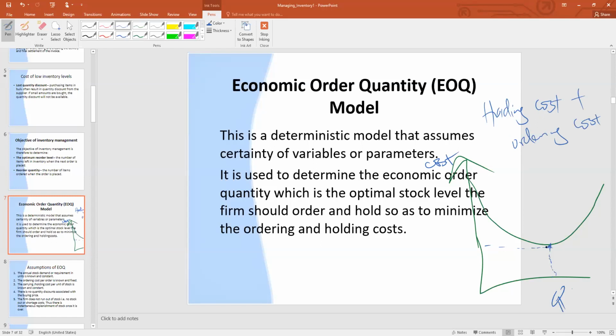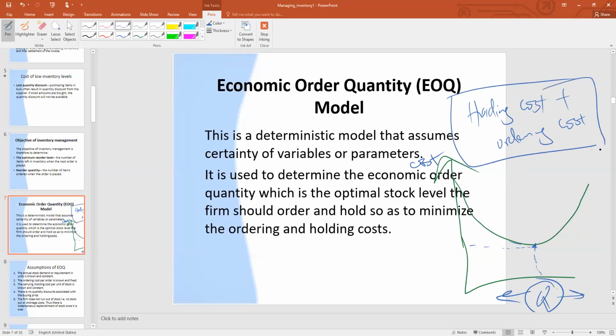In case you make orders below the Q, the cost is increasing. As you can see, if you order above the Q, the cost will also be increasing. So at the Q proposed by the EOQ model, the cost is at the minimum. This EOQ model helps us tell what Q we ought to buy our inventory at to ensure we minimize the cost of these two elements, the holding cost and the ordering cost, because those are the only two relevant inventory costs we are going to consider when it comes to the EOQ model.